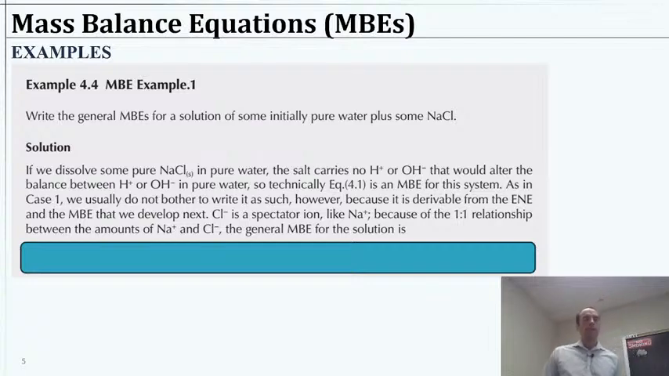So let's do a couple quick examples just to get going through the motions here. We have a task to write the general mass balance equations for a solution of some initially pure water plus some NaCl. And I went ahead and let us read part of the solution here. So before I do that, just take a moment to think about, okay, what are these mass balances? What do we need? And then we'll read through this and see if you got the equation.